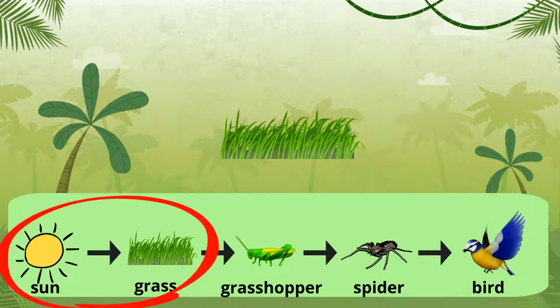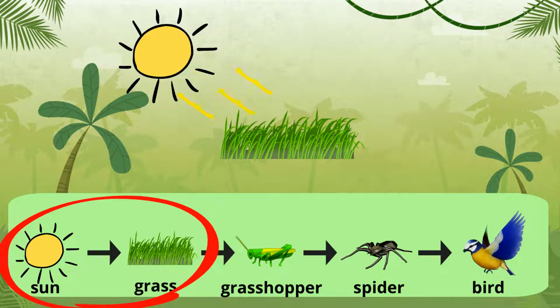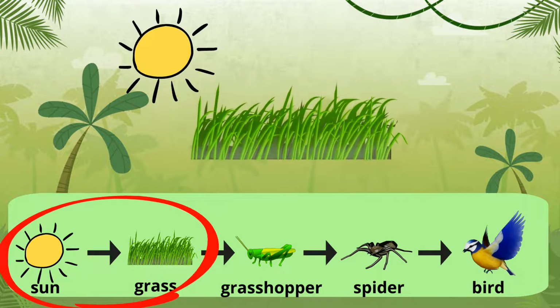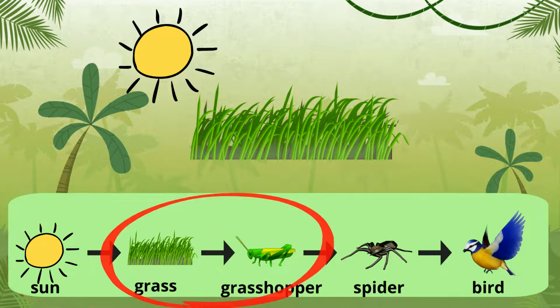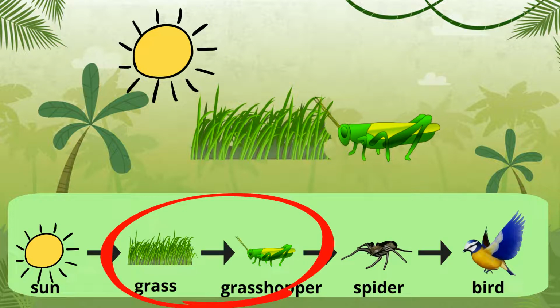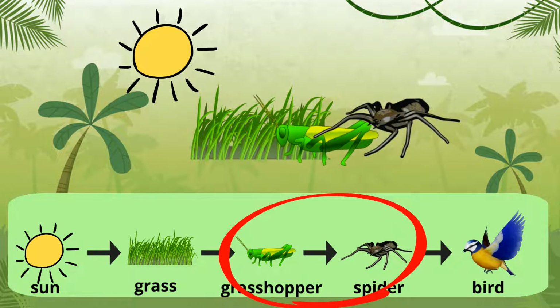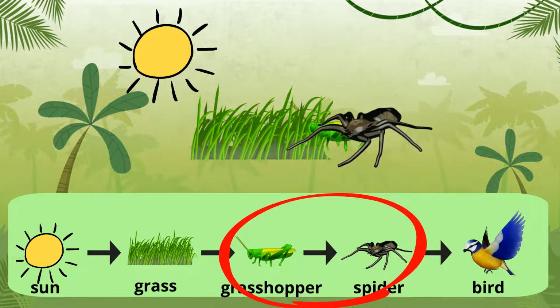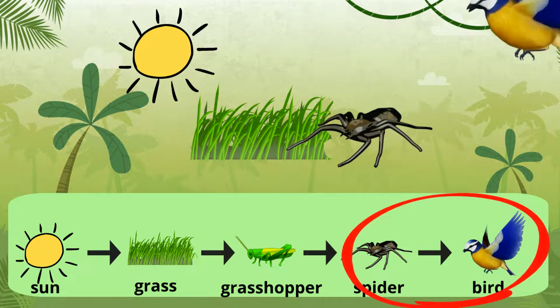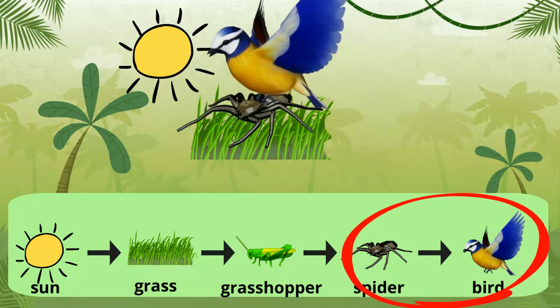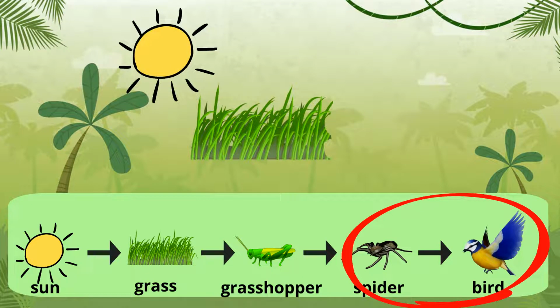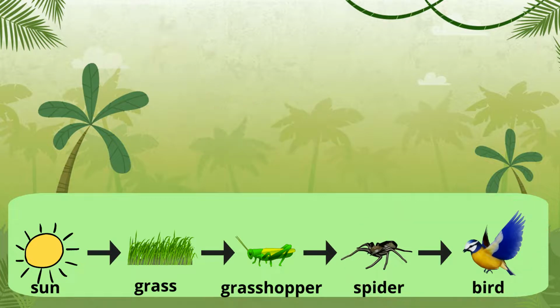The grass absorbs the energy from the sun, allowing it to grow. The grasshopper eats the grass, taking its energy. The energy of the grasshopper is then passed on when it's eaten by the spider. The energy is passed on once again when the spider is eaten by a bird. This food chain shows one example of how energy moves between living things.